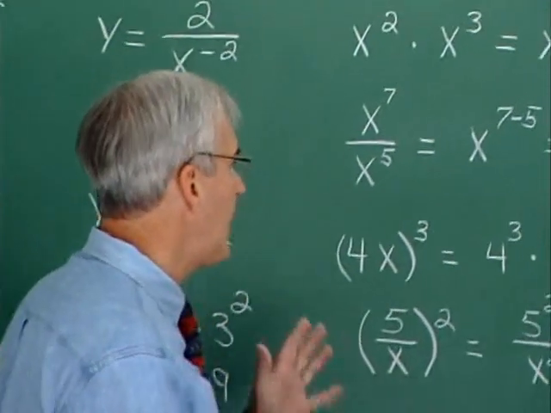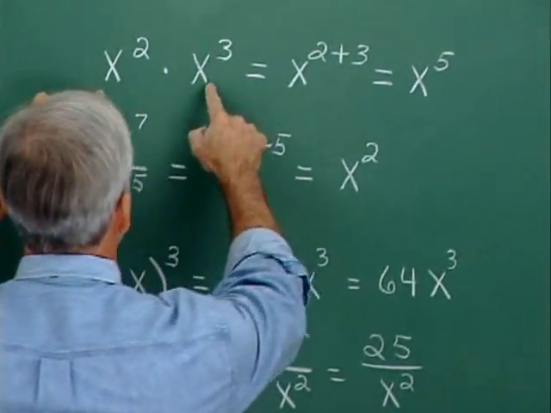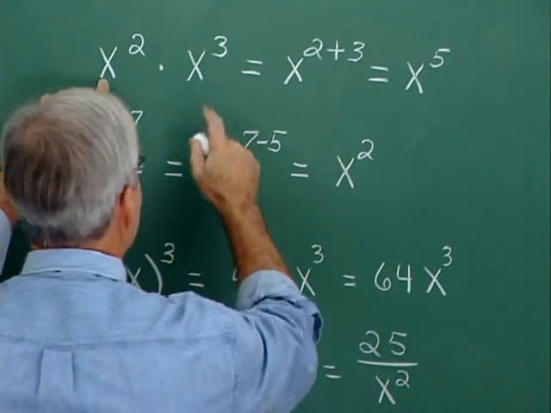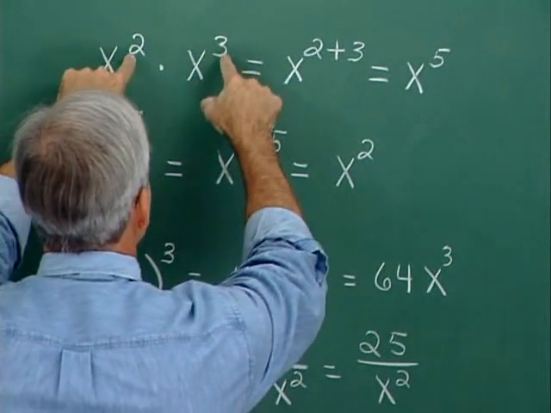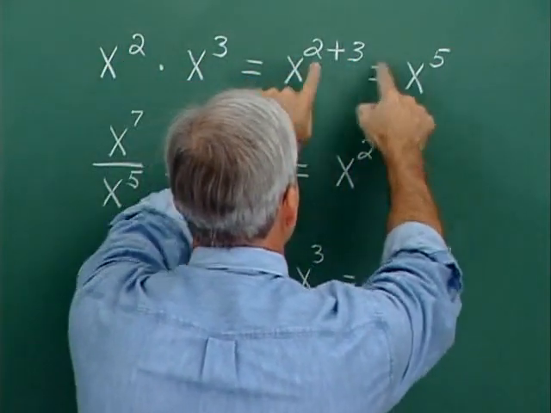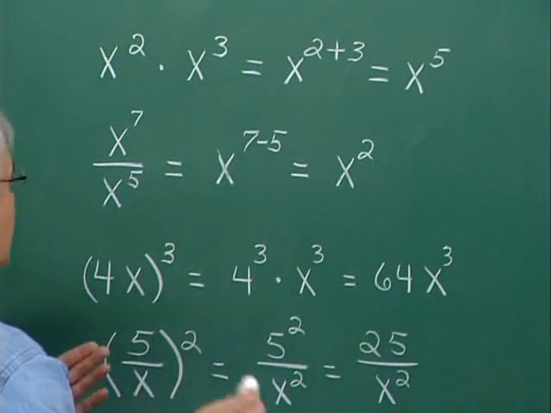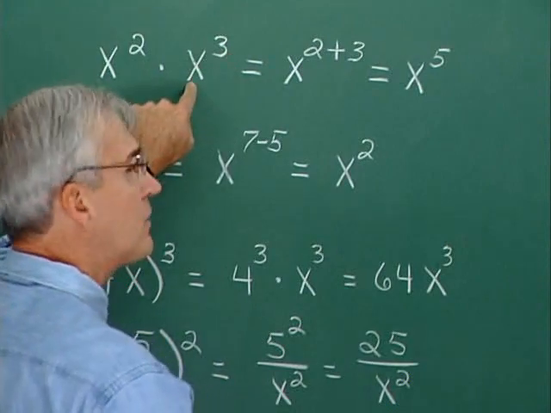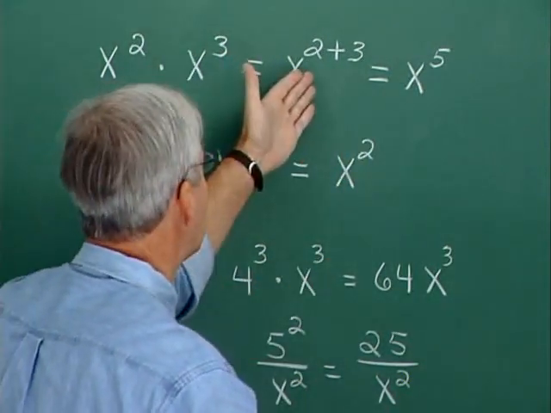Here are some more situations involving exponents, and I'm sure this is a review. If we have x squared times x cubed, then we can simplify this by adding the exponents. When we multiply like bases, we add the exponents. So this becomes x to the 5th power. The basis of this is that this says we have 2 factors of x. This says we have 3 factors of x. All together we have 5 factors of x. So that's why we end up adding.